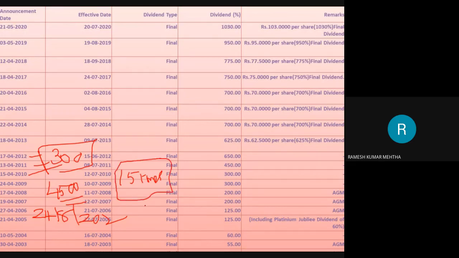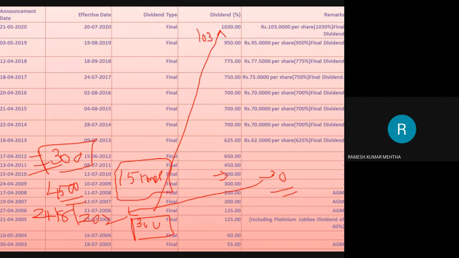Number two, no bonus is declared. But what has happened? Look at this. In the year 2012, the company was declaring a dividend of 30 rupees. In 2010, it was declaring a dividend of 30 rupees, for example, on 300 rupees. So this is the price at which I have entered. Now look at the market, the dividend. The company has declared a dividend of 103 rupees.